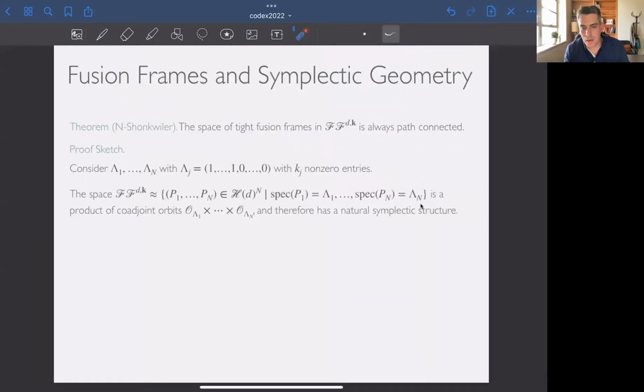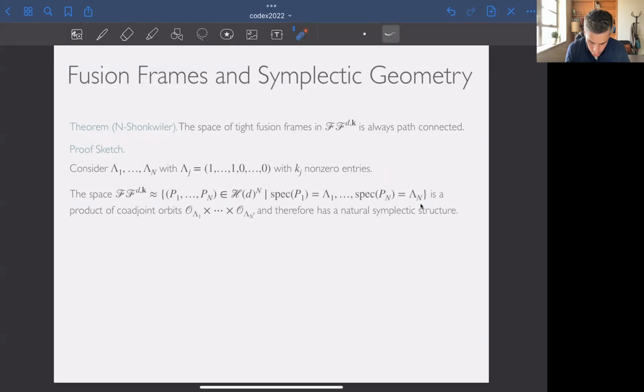Now, depending on whether you buy that this symplectic perspective is natural, the proof is very painless. Once you internalize the coadjoint orbit perspective in the classical case, this is really more or less just a straightforward generalization of that.